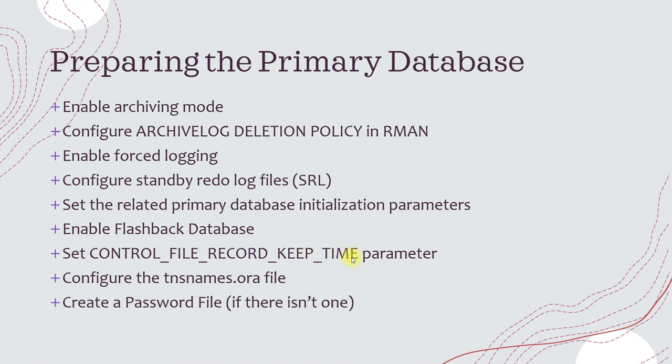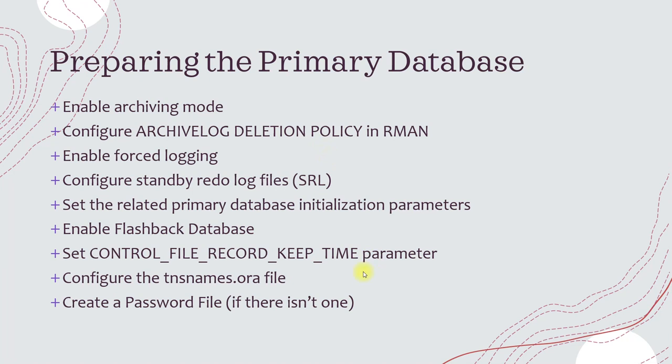Usually it is 90. You need to make sure it goes to 300. Configure the tnsnames.ora file, which is very important, so that the primary and the standby databases can see each other, connect to each other during the RMAN duplication. Create the password file if it is not there. Usually there is one, created during the primary database creation.